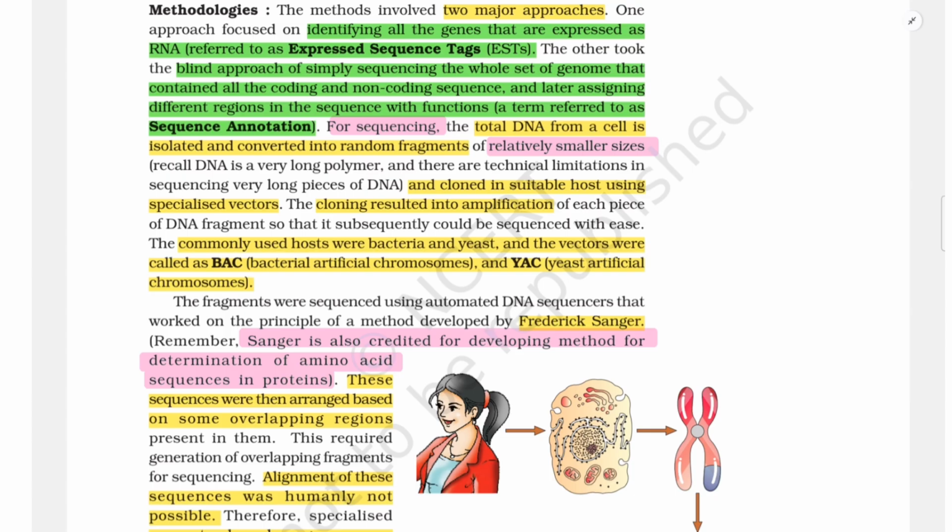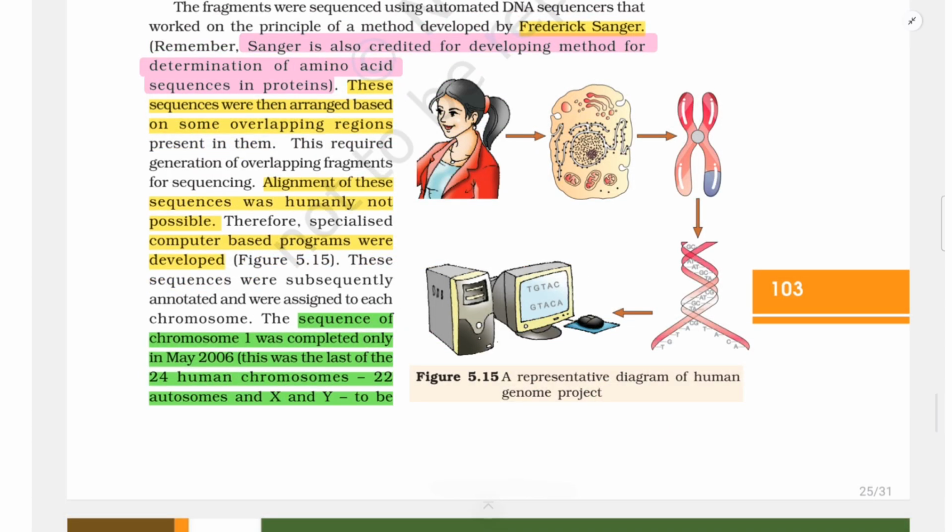The commonly used hosts were bacteria and yeast, and the vectors were called BAC, bacterial artificial chromosome, and YAC, yeast artificial chromosomes. The fragments were sequenced using automated DNA sequencers that worked on the principle of a method developed by Frederick Sanger. Remember, Sanger is also credited for developing a method for determination of amino acid sequences in proteins.